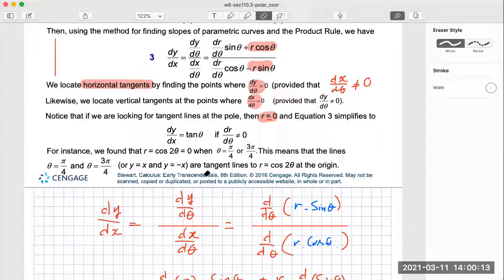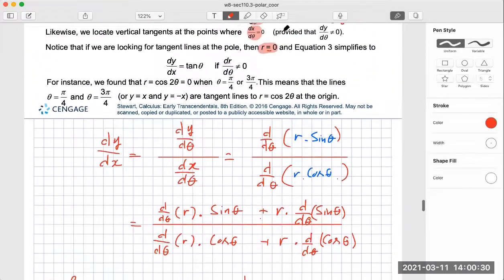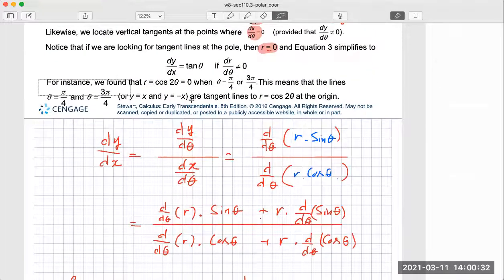So go back to the previous example, where we have the equation r is cosine of 2 theta. The special case is when r is equal to 0. Okay, let us copy it and make it clear.